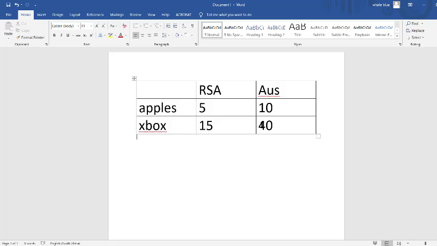This was to look at what the trade-off is between apples and Xboxes for South Africa, or what the trade-off is for producing apples and Xboxes for Australia. And this we're going to cover in the week 2 lectures. But for now, just remember the idea of absolute advantage, which you should remember from your undergraduate. You should remember what absolute advantage is.